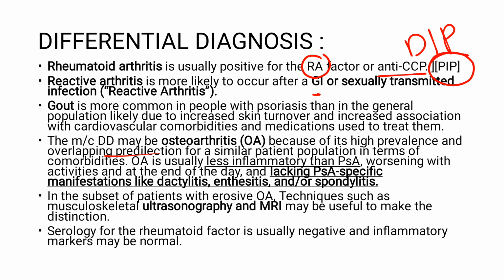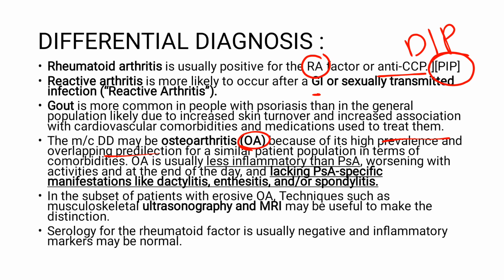Gout is more common in people with psoriasis than in the general population, likely due to the increased turnover and increased association with cardiovascular comorbidities and medications used to treat them. The most common differential may be osteoarthritis because of its high prevalence and the overlapping predilection for a similar patient population in terms of comorbidities.